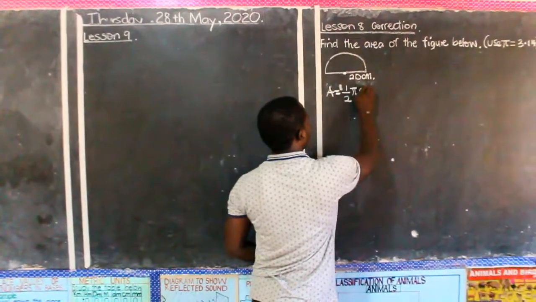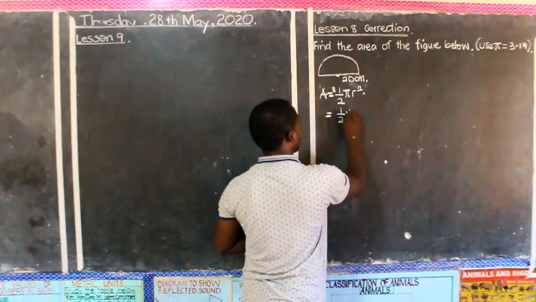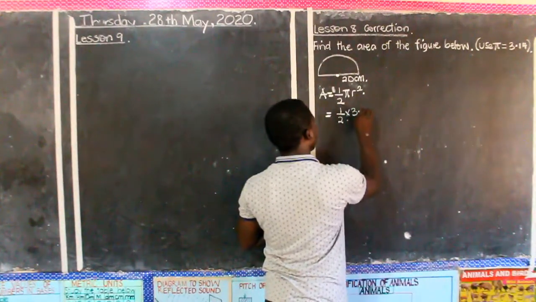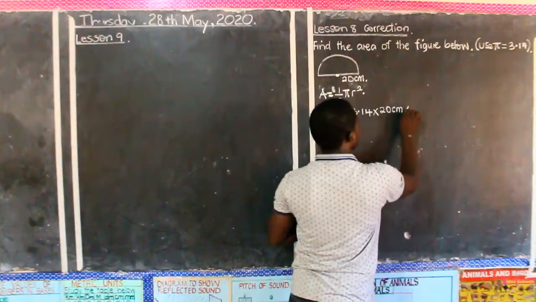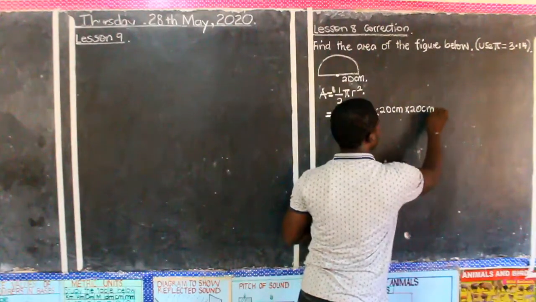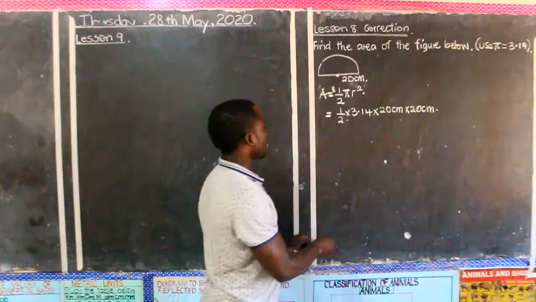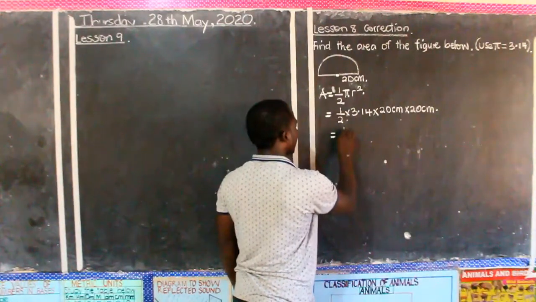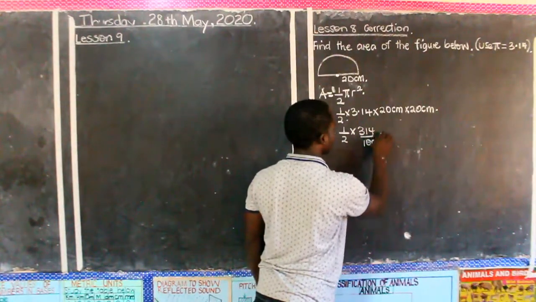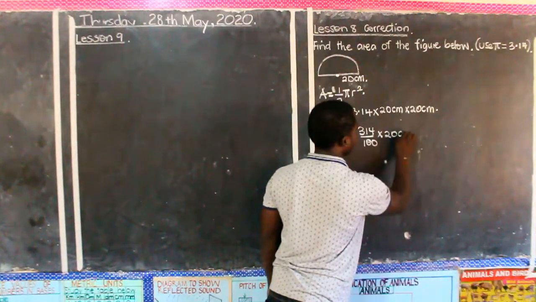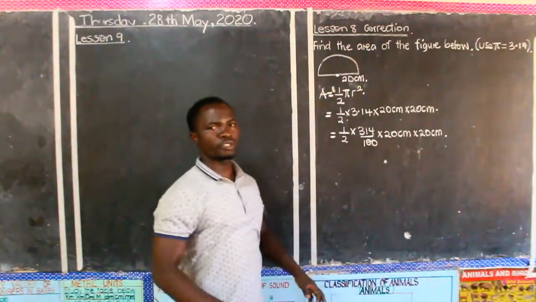pi r squared. We substitute, this is a half times the pi of 3.14 times the radius of 20 centimeters times 20 centimeters. So we shall come down and make this a vulgar fraction. Come down and have 1 out of 2 times 314 out of 100 times 20 centimeters times 20 centimeters. Follow step by step.